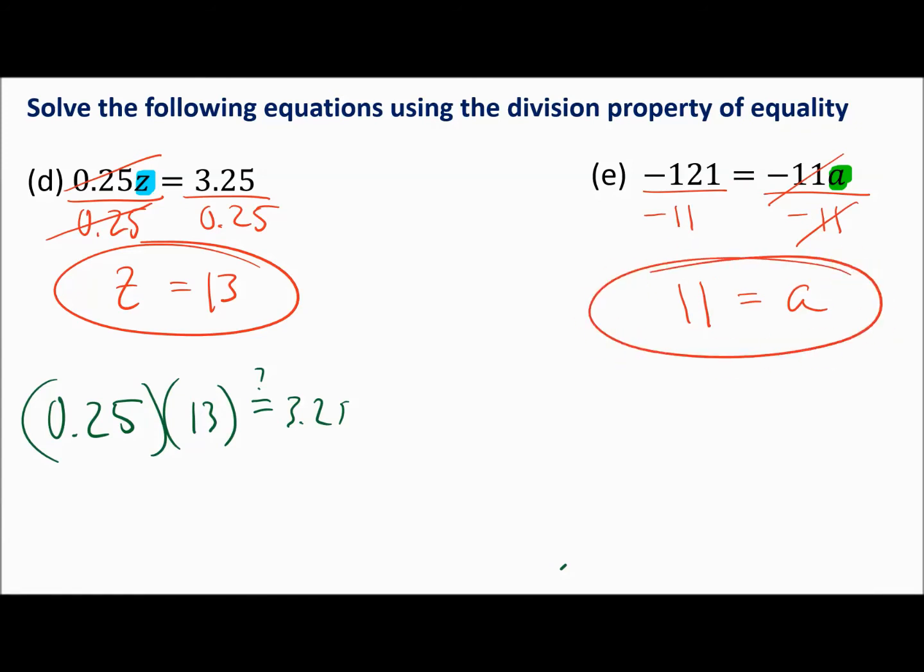You could check it by saying negative 121, does that really equal negative 11 times 11? And you can multiply in your calculator, and you definitely will see that that's true.